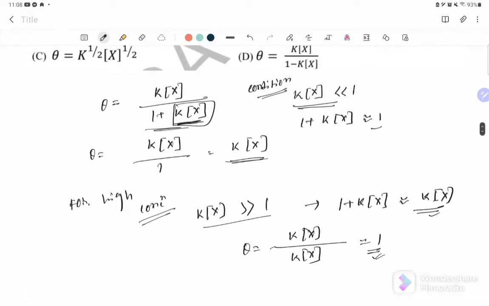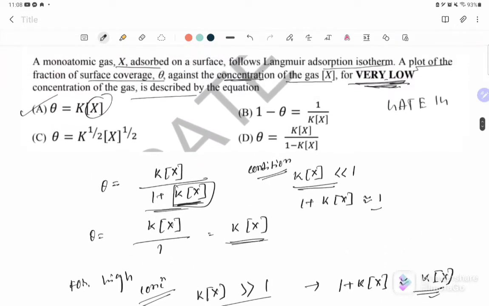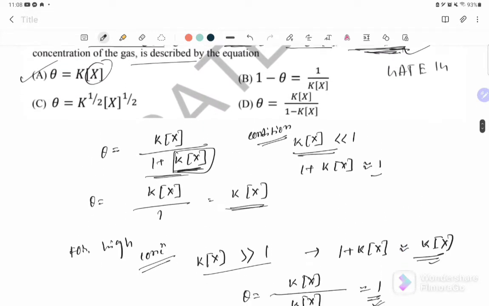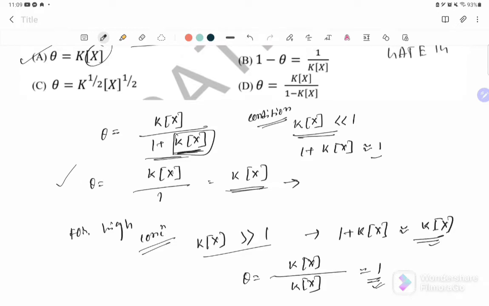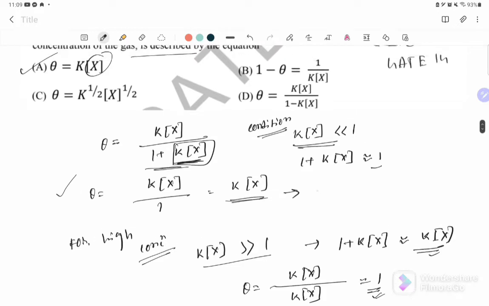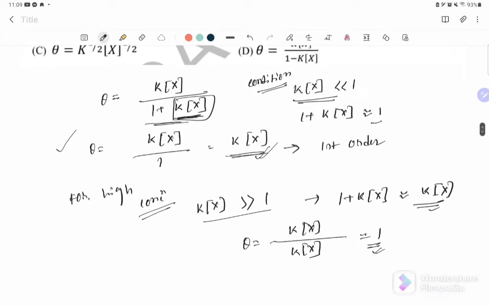So you can say that for very low concentration, the surface coverage will be of first order, because the X term is there. And for high concentration, the surface coverage does not depend on X, the concentration, so it will be zero order.